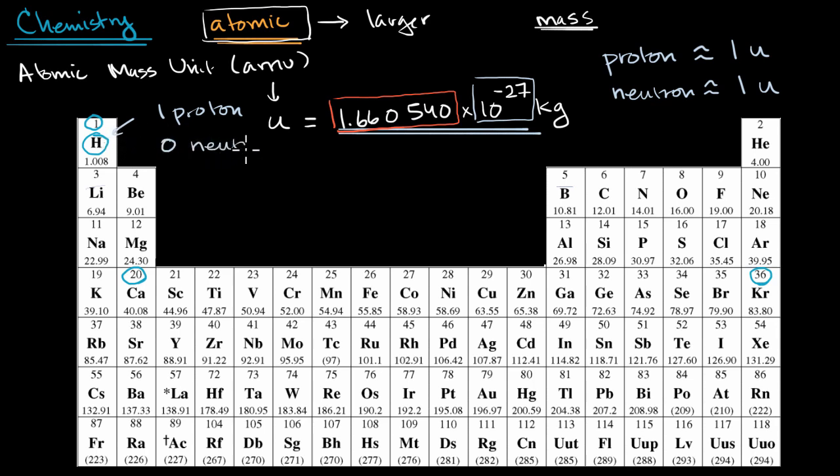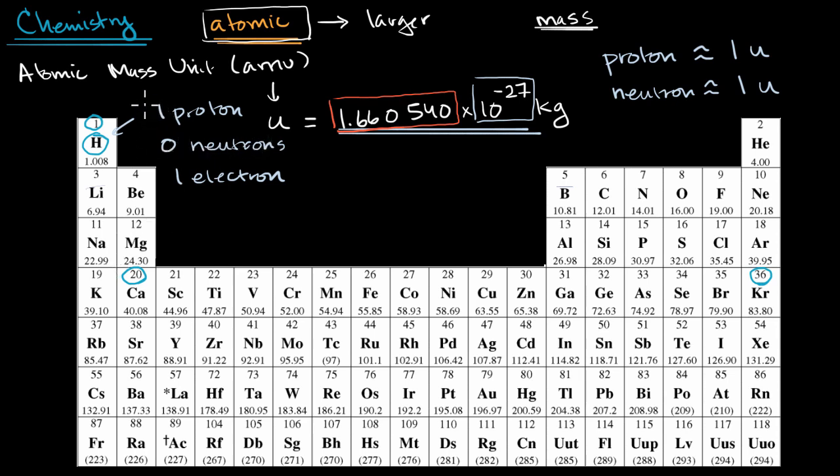There are versions that have 1 or 2 neutrons, but roughly 99.98% of hydrogen in the universe has 1 proton, 0 neutrons. And if it's a neutral hydrogen, it's going to have 1 electron. And when we talk about versions of a given element, there's a fancy word for it. They're called isotopes. The different isotopes will all have the same number of protons, because they're the same element, but they'll have different numbers of neutrons.